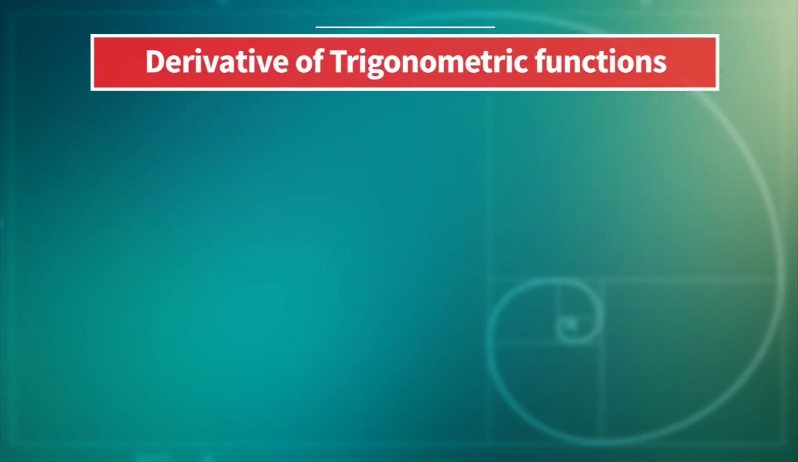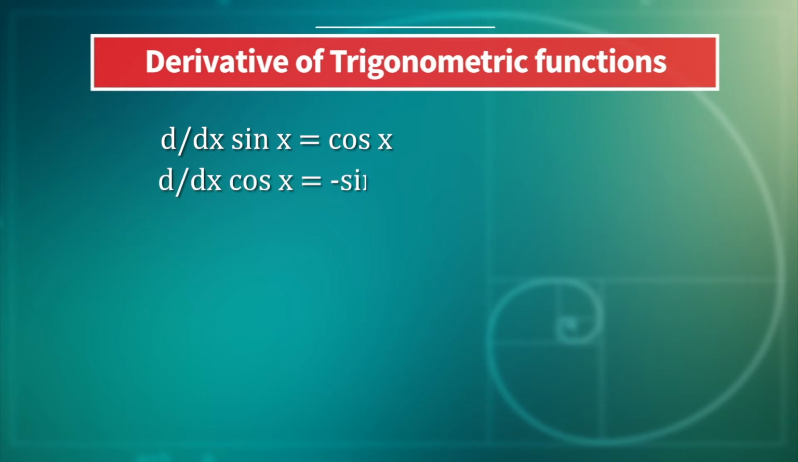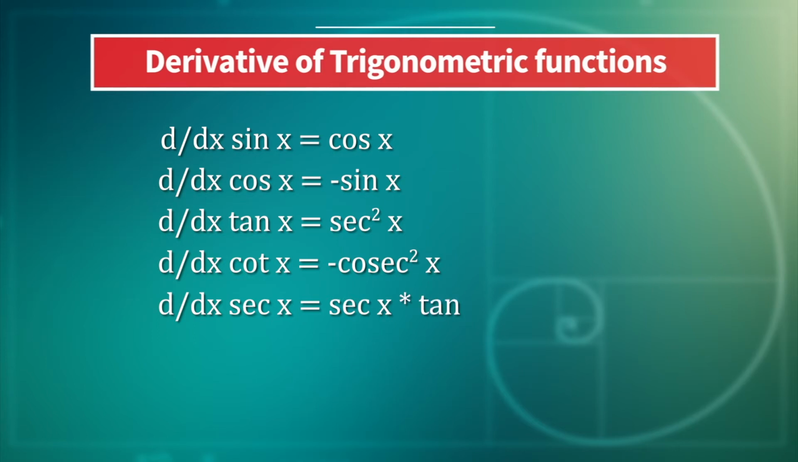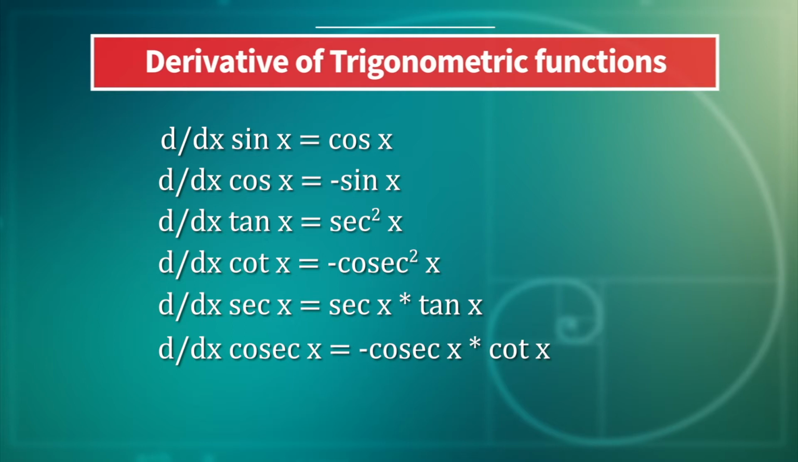And now, derivative of trigonometric functions. d by dx of sin x is equal to cos x. d by dx of cos x is equal to minus sin x. d by dx of tan x is equal to sec square x. d by dx of cot x is equal to minus cosec square x. d by dx of sec x is equal to sec x into tan x. d by dx of cosec x is equal to minus cosec x into cot x.